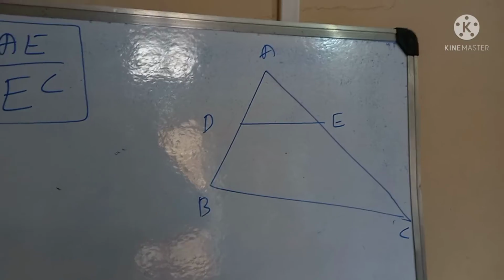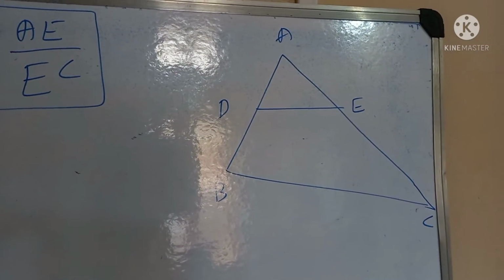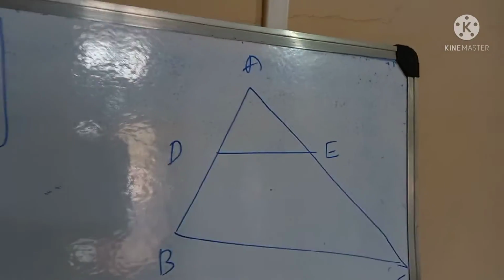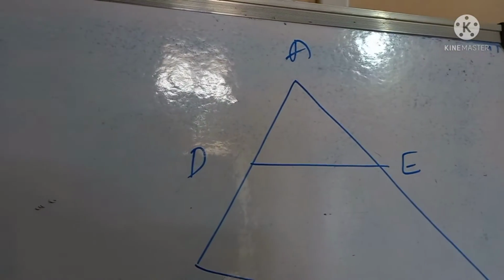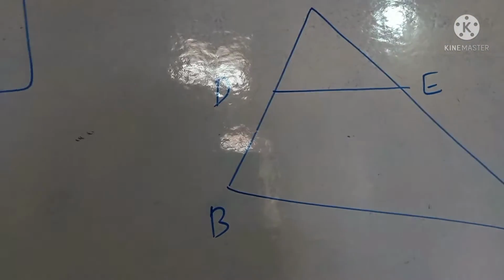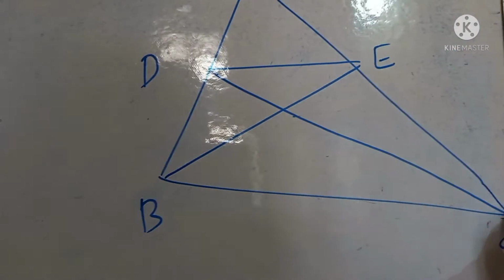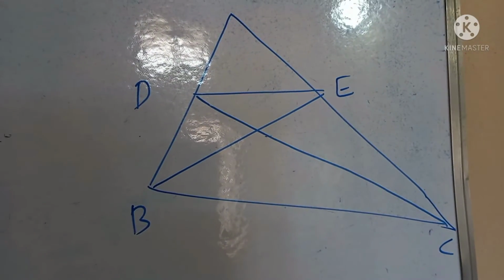So directly you can't prove it. For that we need some construction work here. So let us join BE and CD. This is the one construction.